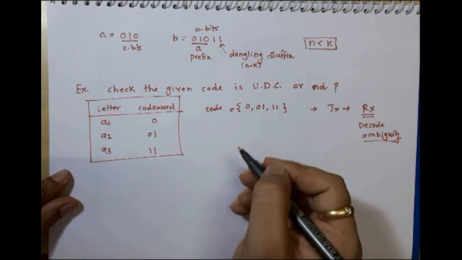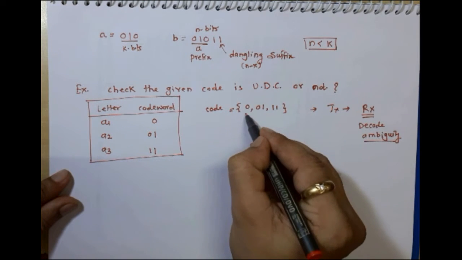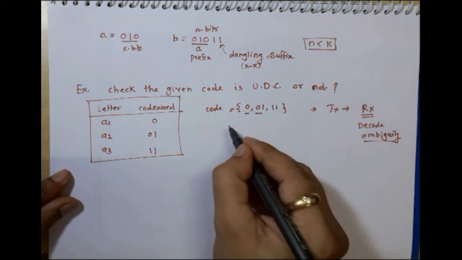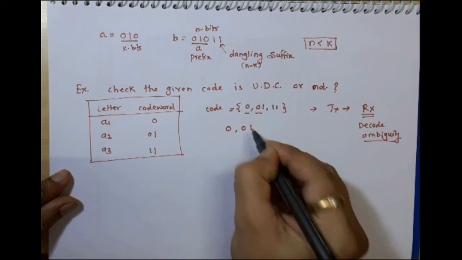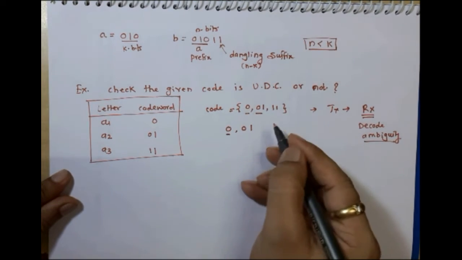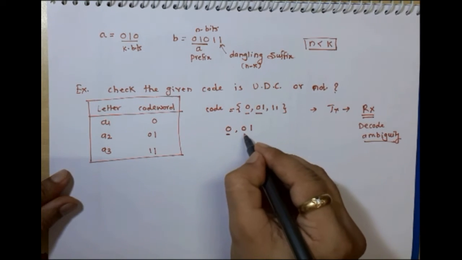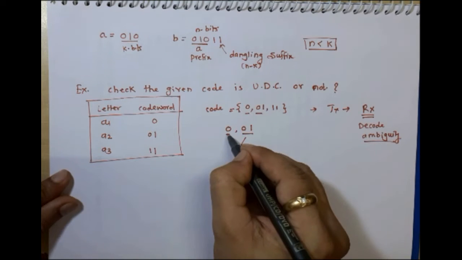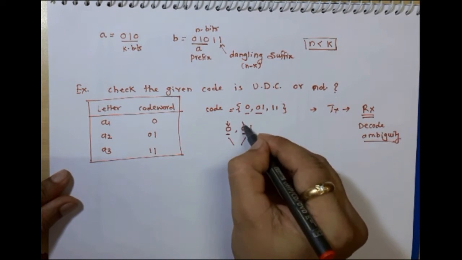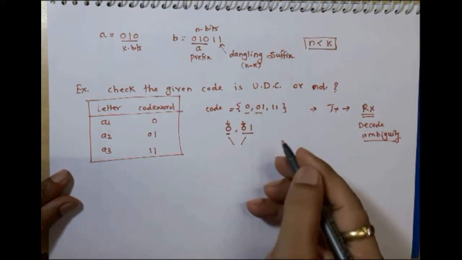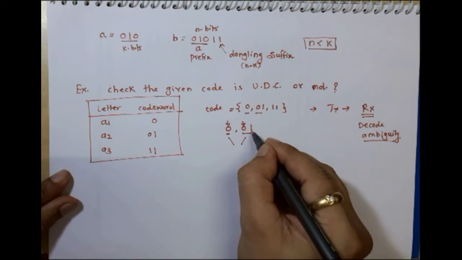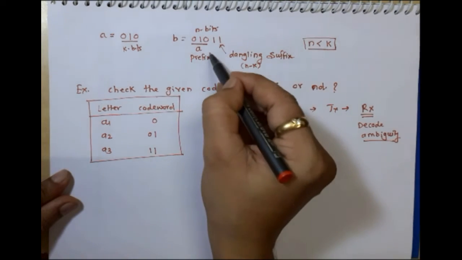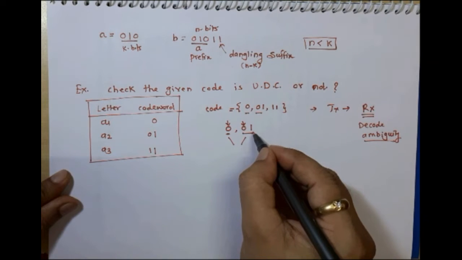Now how to do the test? Initially we take the first pair, that is 0 and 01, and we check whether the former is a prefix of the latter or not. From these two we can say that 0 is a prefix of 01, and the dangling bit, meaning other than the prefix, that is n minus k, is 1.